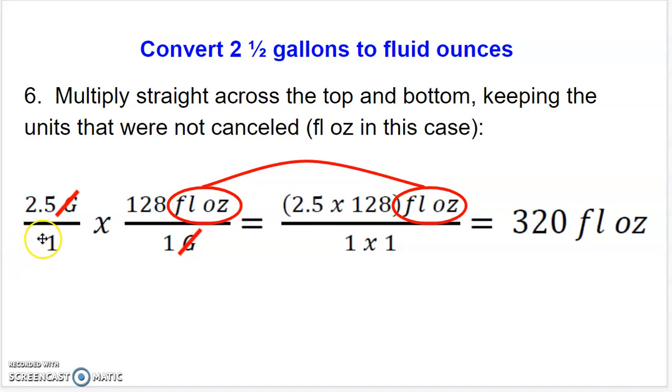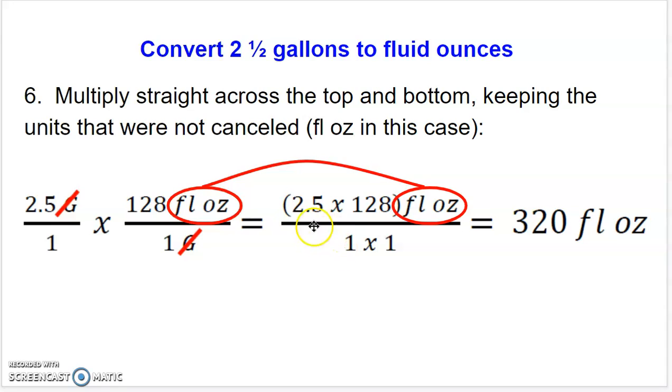Next thing I do is go through and multiply straight across the top and across the bottom. So on the top here I have 2.5 times 128, and then I still have fluid ounces. Remember, the gallons have canceled, so they aren't there anymore, but the fluid ounces are still there. So I multiply the numbers, 2.5 times 128, and then on the bottom 1 times 1. And then I just do the multiplication.